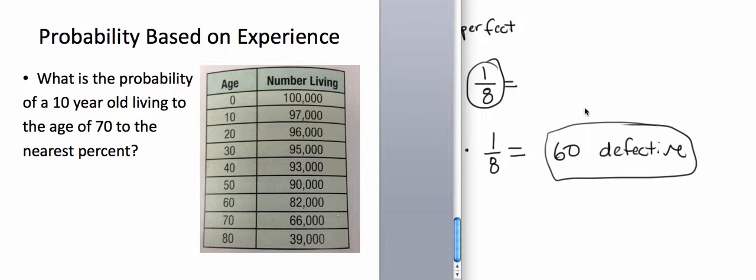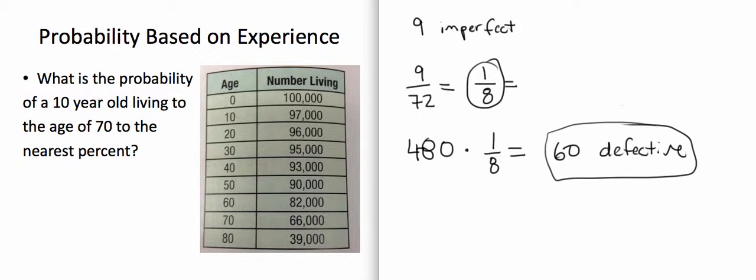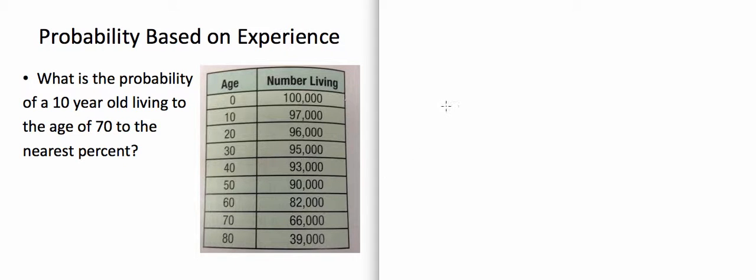The last thing is probability based off of experience. This chart here is the same chart that you would see on page 354, and it's a mortality table. Basically what that means is out of a pool of 100,000 people, by age 10, 3,000 had died. By age 20, another 1,000, and so forth. And so these are the number of people that were living. So they want to know what's the probability of someone that's 10 years old living to 70.